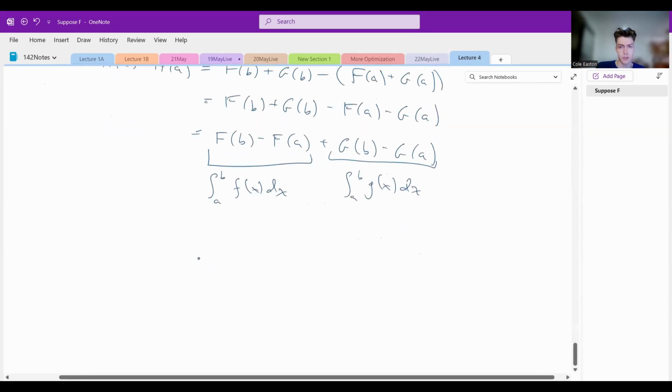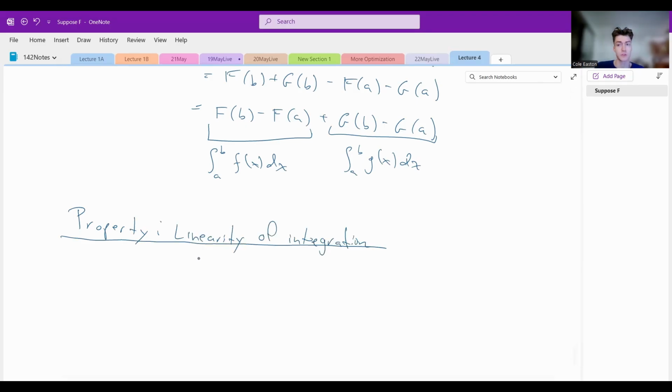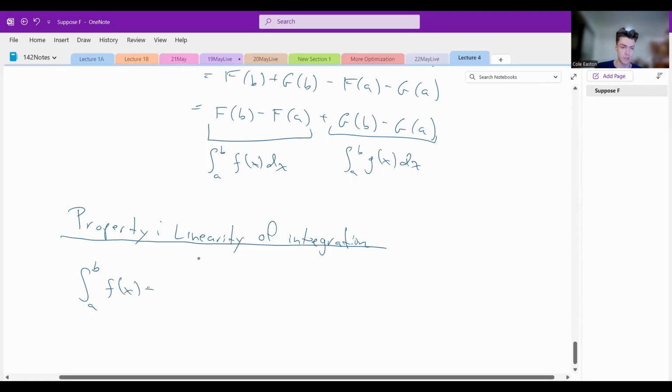And so what did we just show? We just revealed a property of integration, which is true in general because we just showed it for general functions and general endpoints. And that says that the integral from a to b of f of x plus g of x dx equals the integral from a to b of f of x dx plus the integral from a to b of g of x dx, which is exactly what we just wrote above.